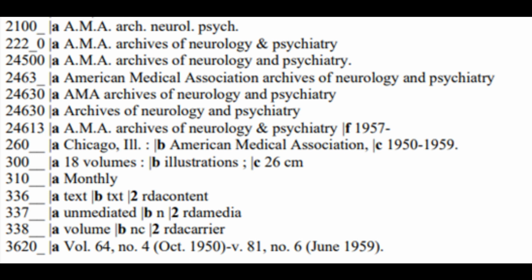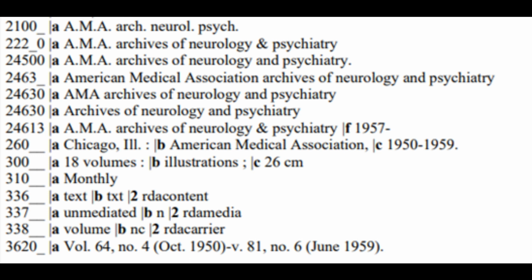In this format here, the rules being applied are already RDA. If you see, it's already RDA because the volumes and the illustrations are being spelled out. And then you already have the tags 336, 337, and 338. We will expound on that during our next discussion. And then tag 362 indicates the coverage of the volume numbers. Then you have there from volume 64 to volume 81.